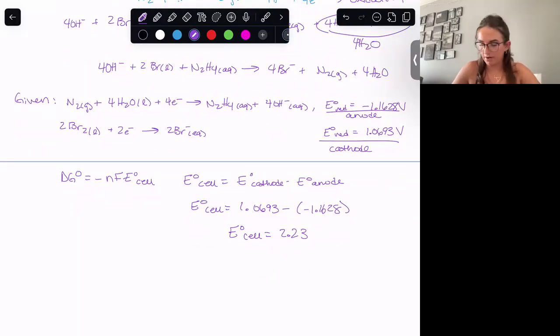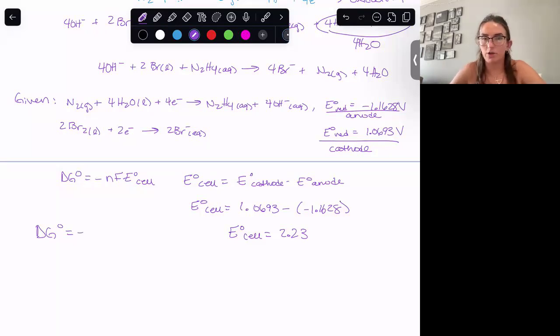Okay, so now that we found our E cell to be 2.23, we can use that in our delta G equation. Are we expecting delta G to have a positive or negative value? Good. It should be negative, right? Yep. Voltaic cells are spontaneous, and when something is spontaneous, it has a negative delta G. So we should end up with a negative delta G at the very end.